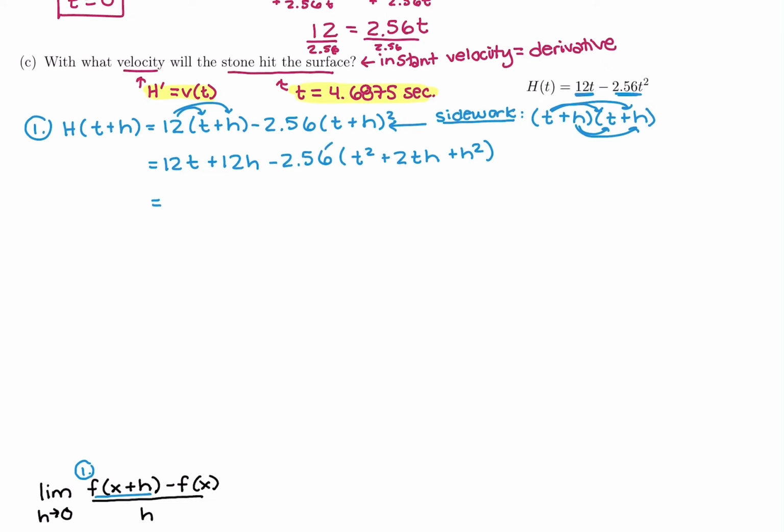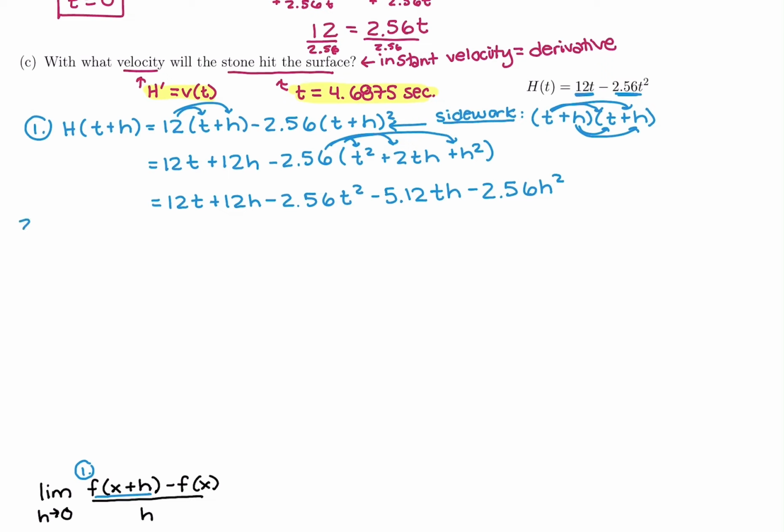So we're going to go in and distribute this 2.56 to all three terms. So we have that 12t plus 12h minus 2.56t squared. And then we need to do negative 2.56 times 2, which is going to give us negative 5.12th. And lastly, we have a minus 2.56h squared. So we just computed our t plus h in there instead of x plus h, like typically how it looks with an f of x function.